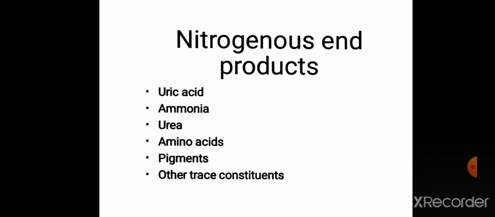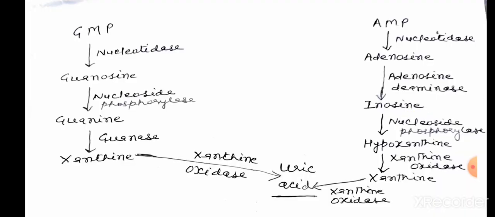Nitrogenous end products. These are uric acid, ammonia, urea, amino acids, pigments and other trace constituents. First, uric acid. It is the nitrogenous end product of excretion in terrestrial insects in which water conservation is very essential. It requires little quantity of water for its discharge from the excretory system. In pupae also the end excretory product is uric acid.